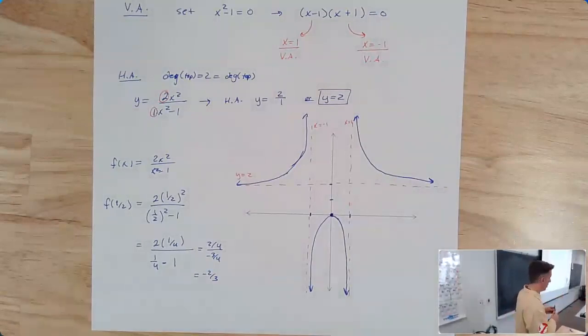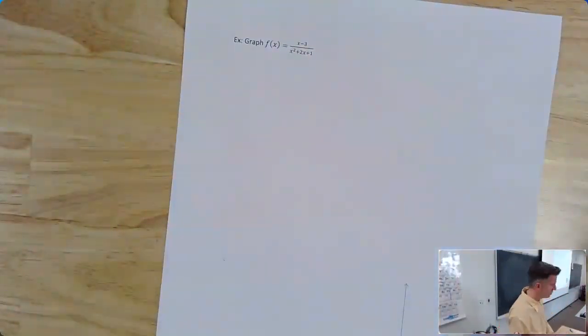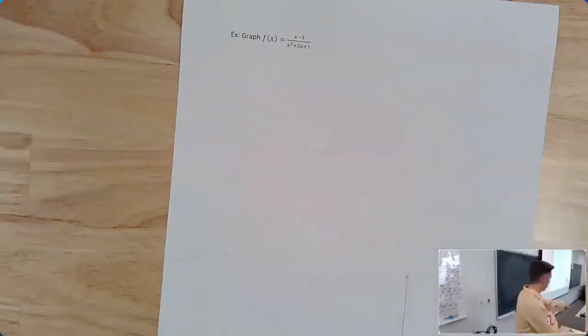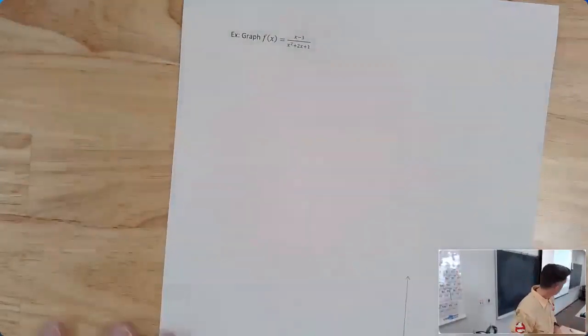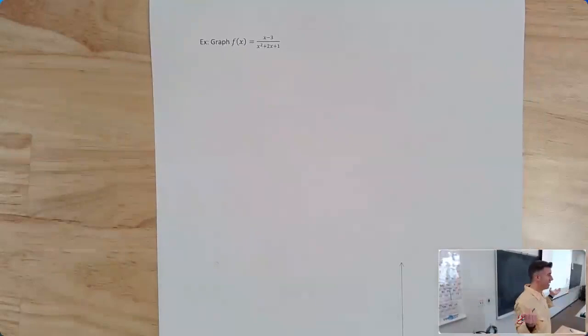Cool. All right. More examples. I think the next one on there is x minus 3 over x squared plus 2x plus 1. Does that look right? Okay, cool. So it's the same process every time. It's the same 4 things we're looking for. So it's always y-intercept, x-intercepts, vertical asymptotes, horizontal asymptotes.